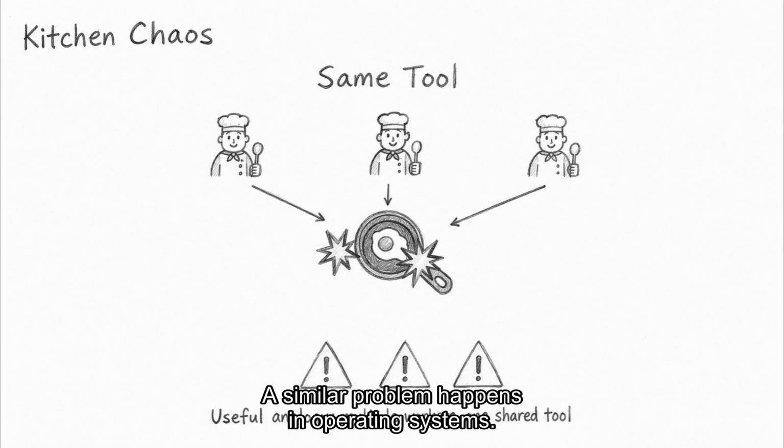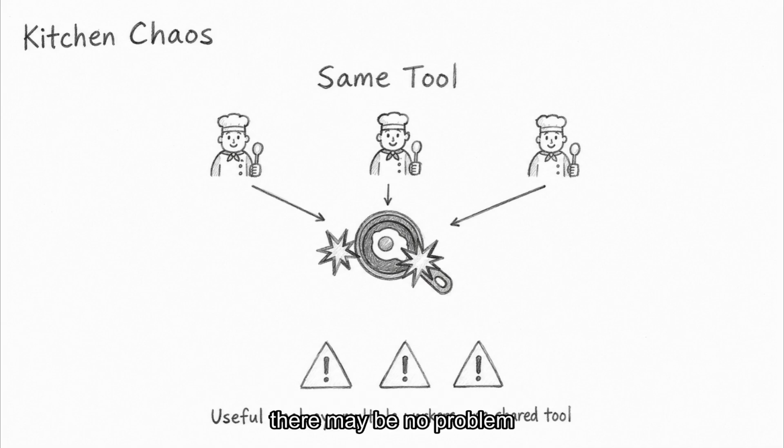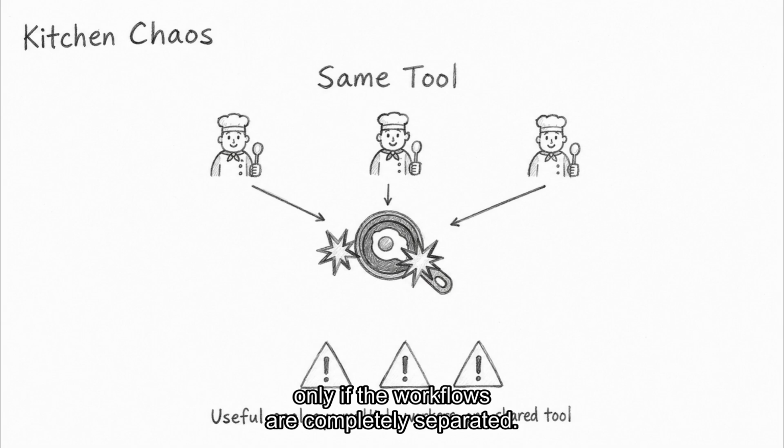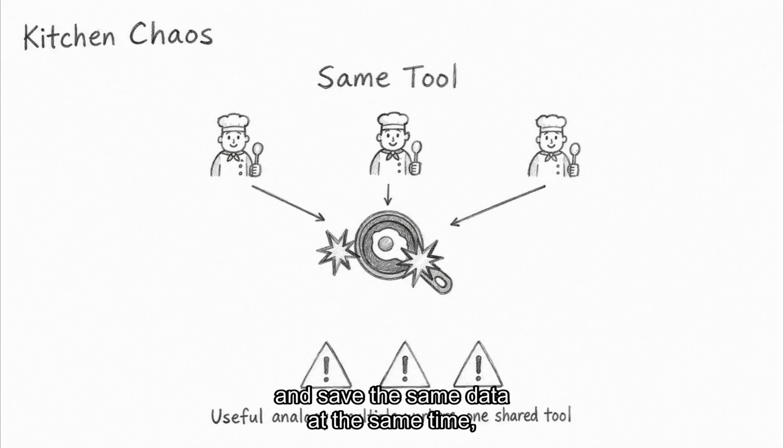A similar problem happens in operating systems. When multiple threads run at the same time, there may be no problem if the workflows are completely separated. But if they share the same data, the situation changes. If they read the same data, modify the same data, and save the same data at the same time, we may get a result that we didn't expect.